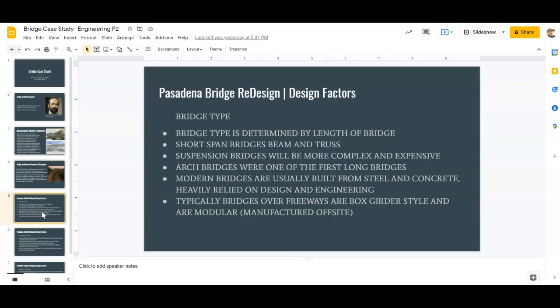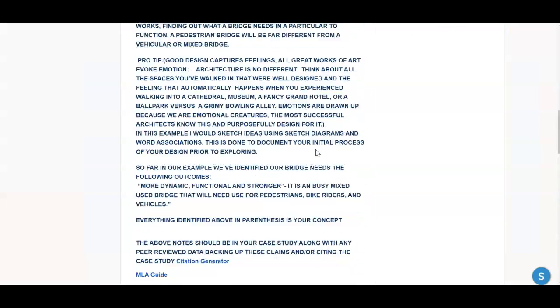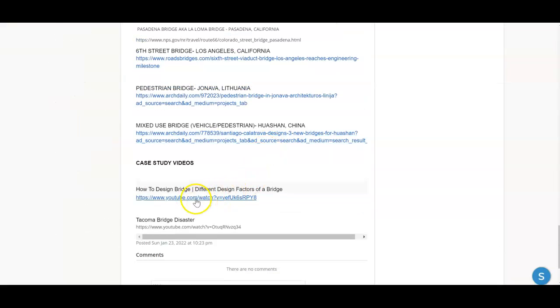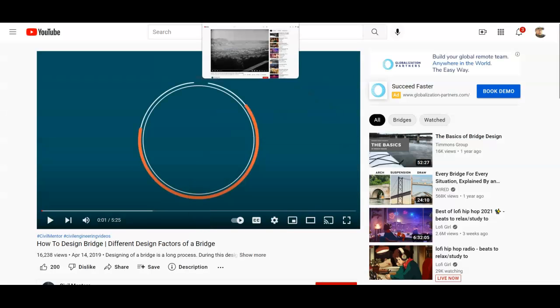The next slide comes from a video that we watched, and it's all about design factors. So this isn't necessarily just the Pasadena, this is just overall design factors in designing a bridge. And let me go ahead and point to you exactly where that video is. So if you scroll down, in week 3, click on the week three bridge design case study. Scroll all the way down. This is that video right here, and it'll pop up and it will look like this. So go ahead and watch that video.